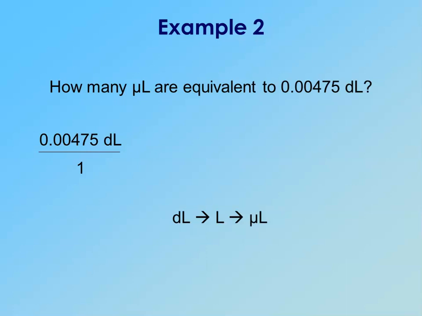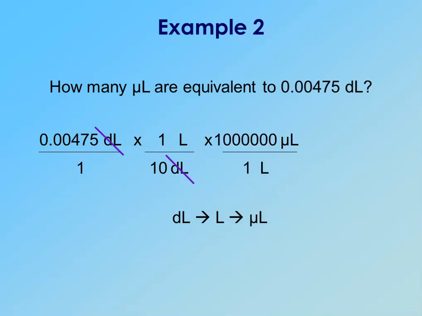Both deciliters and microliters have liters in common, and we can use that to convert between them by using 2 conversion factors. The first one going from deciliters to liters, and there's 10 deciliters for every liter. If you look at your chart, the deciliters would then cancel out, and then we can use liters to get to microliters. 1 liter is the same as 1,000,000 microliters.